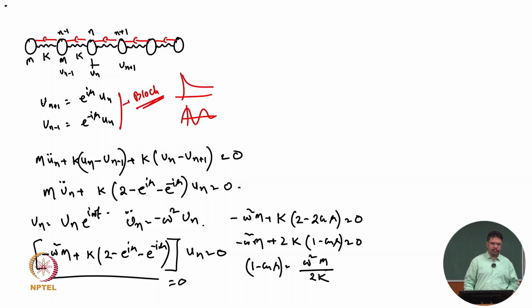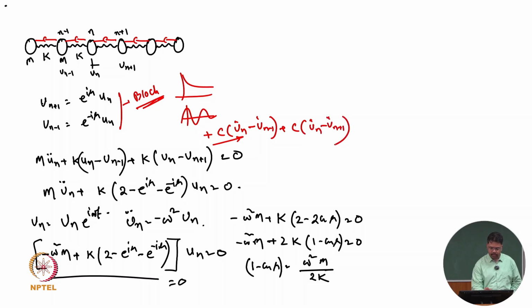So where can the change be? We can see the change here. What will be added? The addition is that you will have one term, c into un dot minus un minus 1 dot, plus c into un dot minus un plus 1 dot. That will be the change. Now what is c? c is the damping.